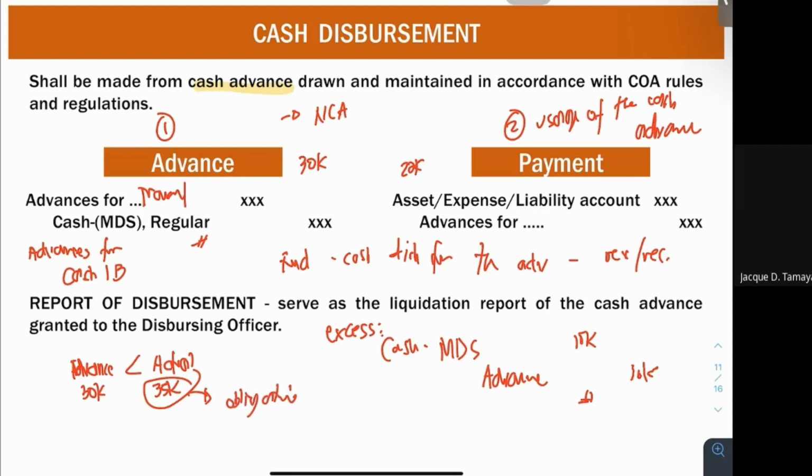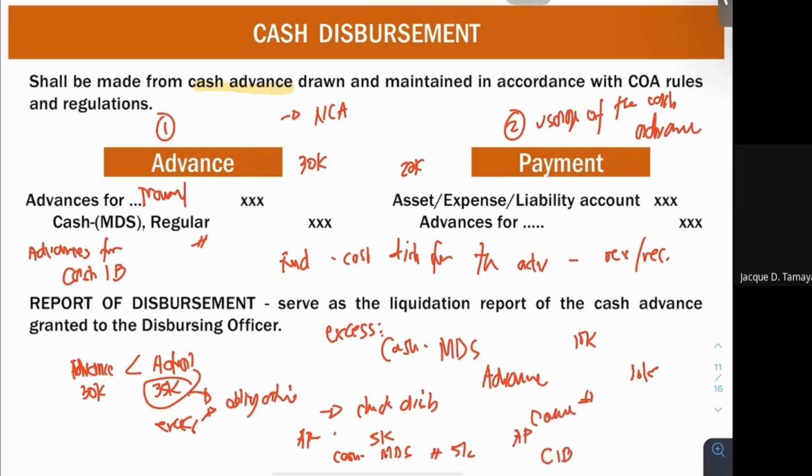So the 5,000, or the excess, will now become a normal obligation, and that obligation can be satisfied again through a check disbursement. How? By paying the liability account for that. So accounts payable, let's say for the driver, for the transportation, accounts payable 5,000, and then we credit cash MDS 5,000. Or through a commercial check, so we debit AP and then we credit cash in bank 5,000. Okay? So that's how we treat it.